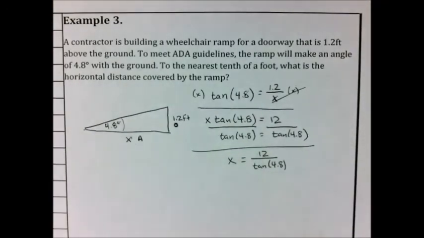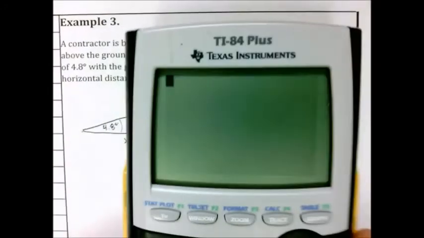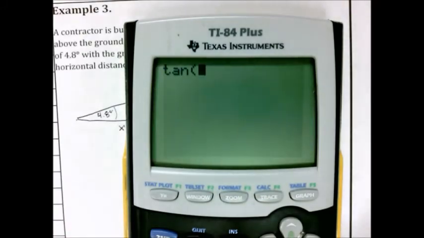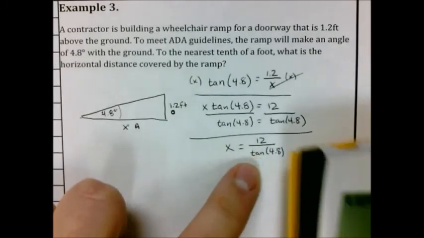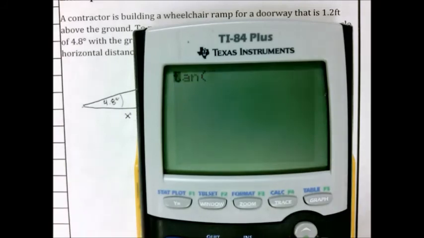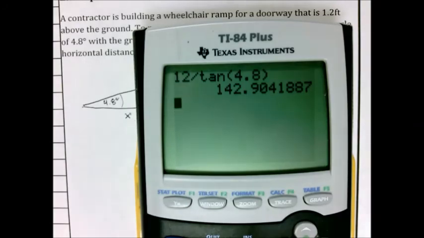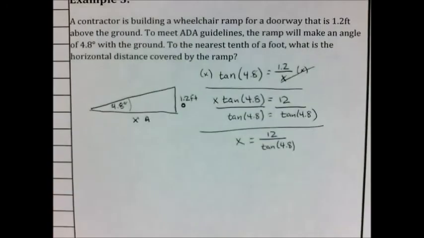That'll give us how far the ramp has to go horizontally. So again, we'll just do 1.2 divided by the tangent of 4.8. So 1.2 divided by the tangent of 4.8 will tell us that that horizontal distance has to be 142.9.